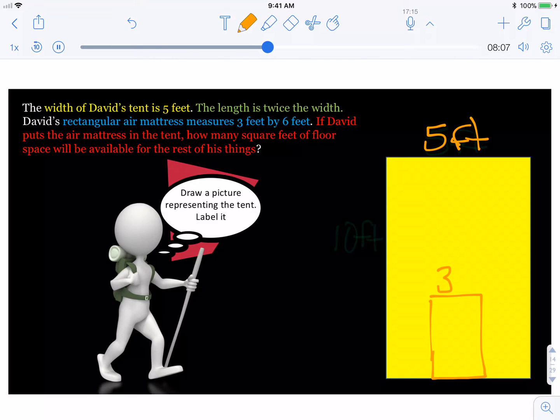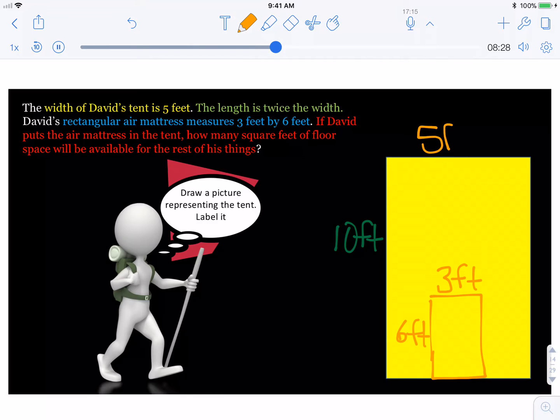Oh, the width is 5 feet. The length is twice the width. We know that 2 times 5 is 10. So David's tent is 5 feet wide and 10 feet long.